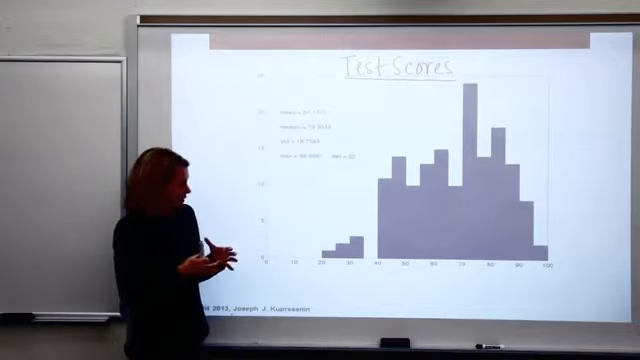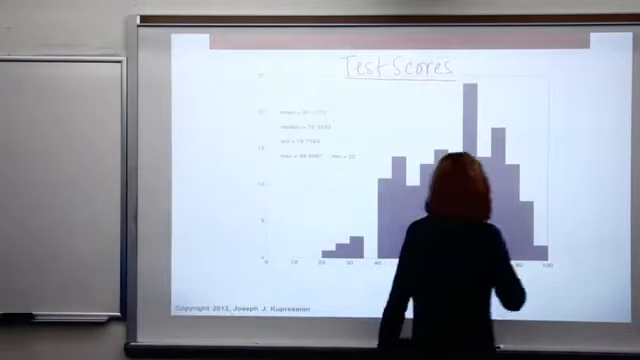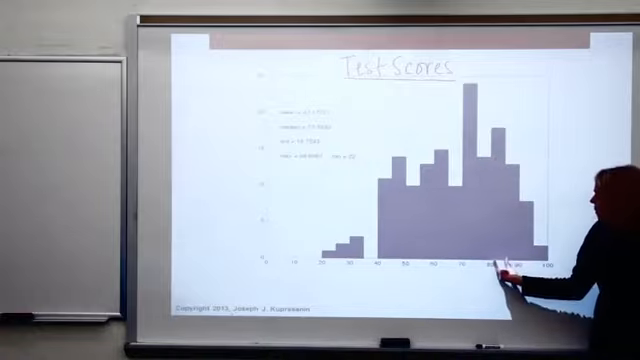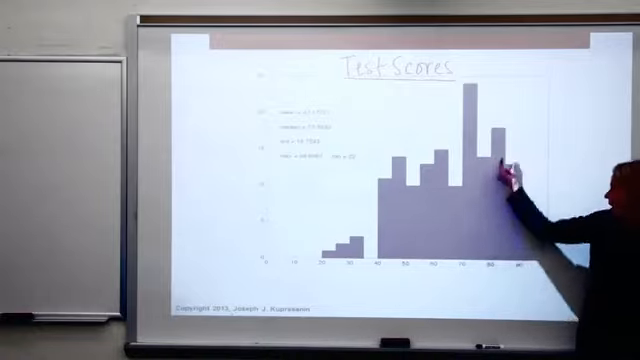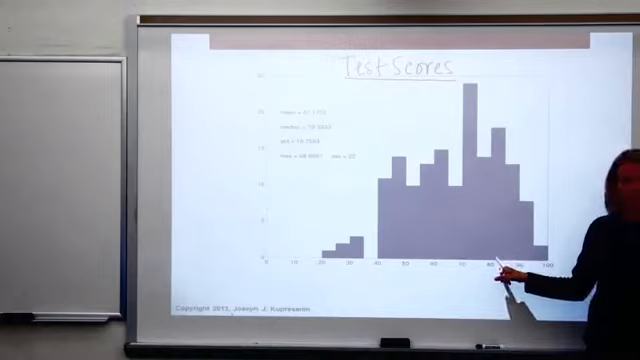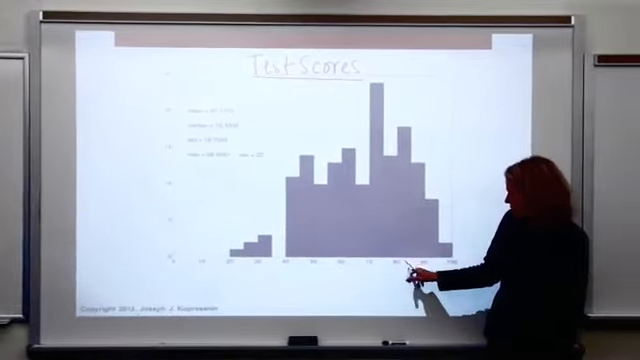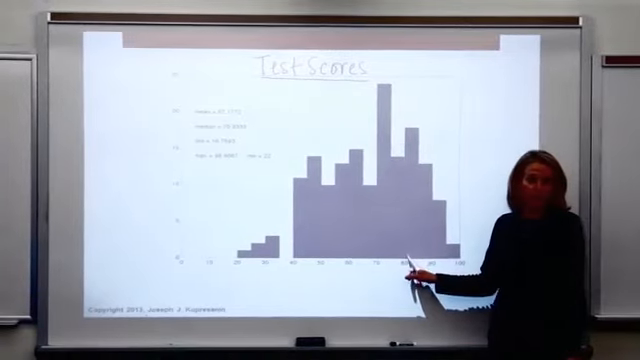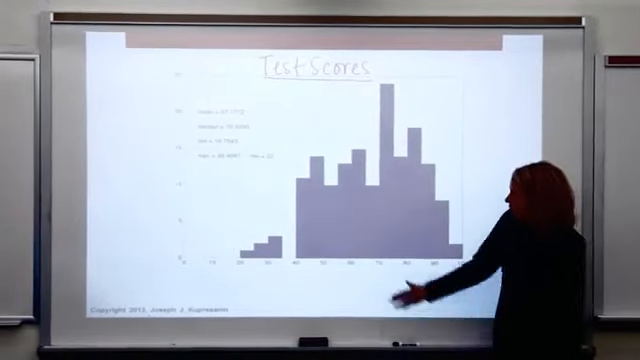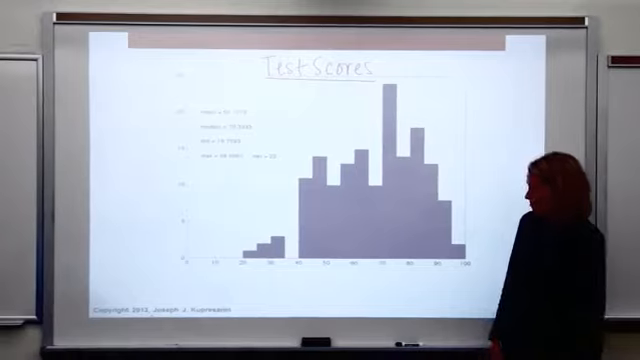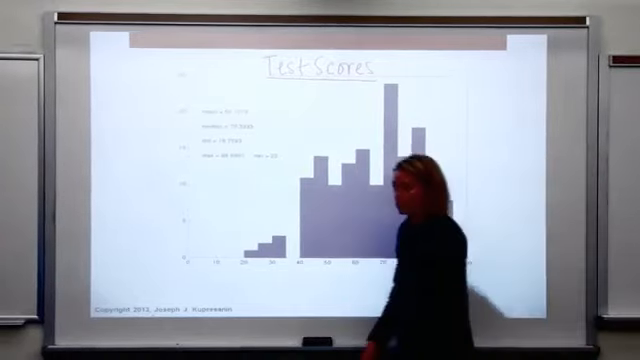This groups data in different sort of classes here. I can see that there were several test scores between 80 and 85, but I can't see individual test scores in a histogram. So I have no idea if there was anyone that scored, say, an 82. But this is a nice visual display of the quantitative variable test scores.